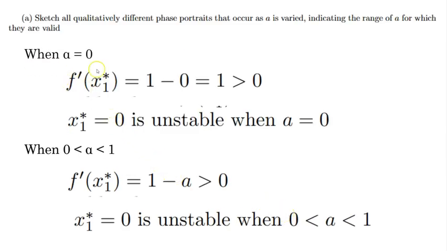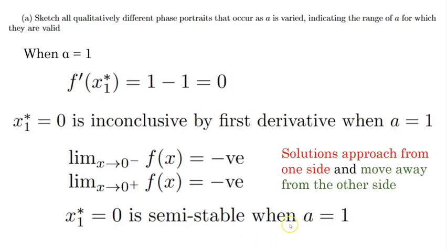Now let's check when a equals 0. We plug in a equals 0 and x1 equals 0. So our answer will equal 1, which is greater than 0. It shows that x1 is unstable when a equals 0. Now let's check in between 0 and 1. If a is between 0 and 1, 1 minus a would still be greater than 0 since a is still less than 1, right? So x1 equals 0 is unstable when a is between 0 and 1.